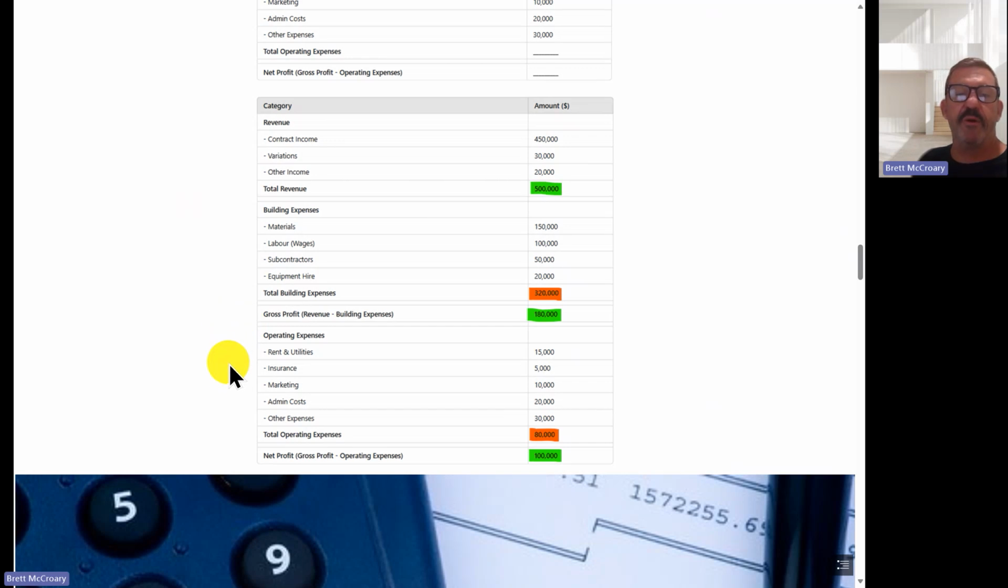But we also have our operating expenses. You need to understand that they're costs as well. Your rent, utilities, insurances, any marketing, admin costs, any other expenses is 80,000. So that'll give you a total net profit of $100,000. Really useful, really good for the banks. Your accountant could do it, or you could start working on that yourself. I highly recommend it.